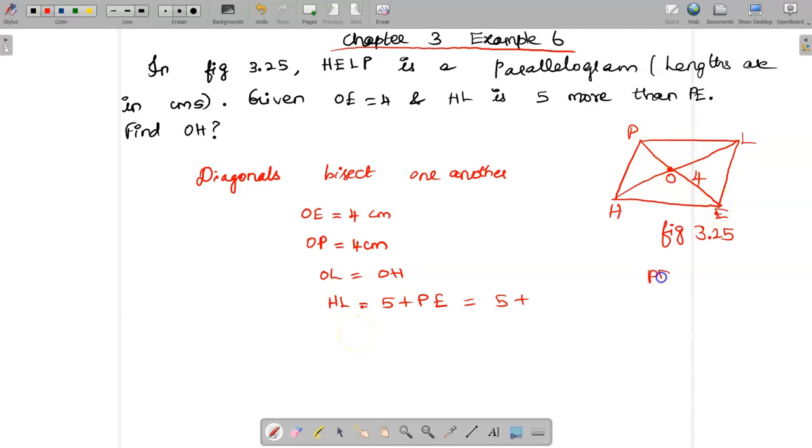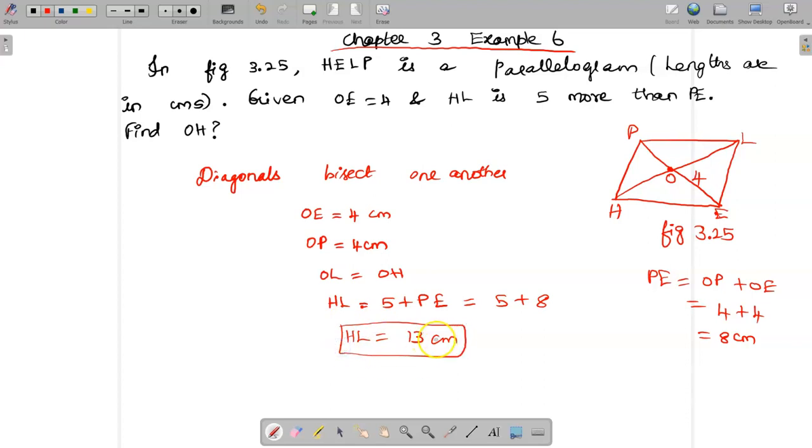So PE is OP plus OE. What is OP? OP is 4. OE is 4, which makes 8 centimeters. So I can use 8 here. Five plus 8 is 13 centimeters. So the HL value is 13 centimeters.